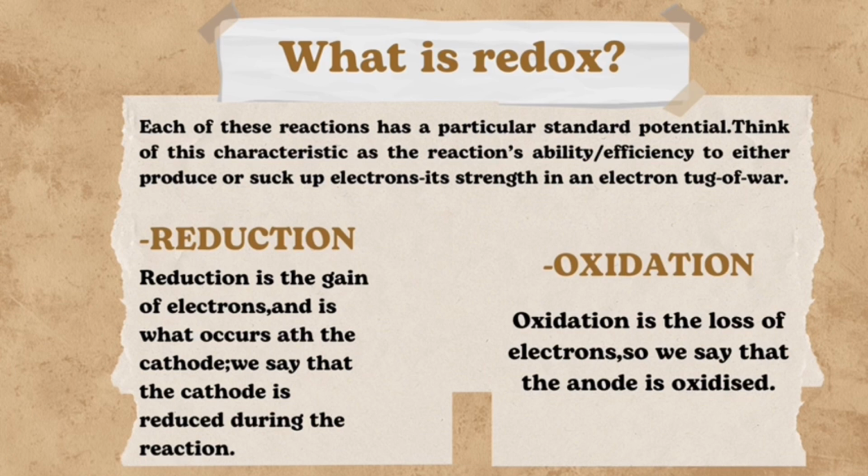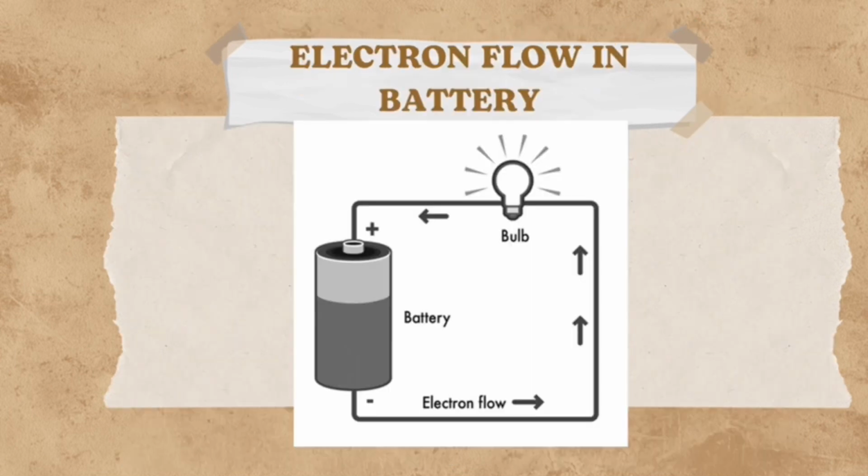Reduction. Reduction is the gain of electrons and is what occurs at the cathode. We say that the cathode is reduced during the reaction. Oxidation. Oxidation is the loss of electrons, so we say that the anode is oxidized. This picture shows how electrons flow in a battery.